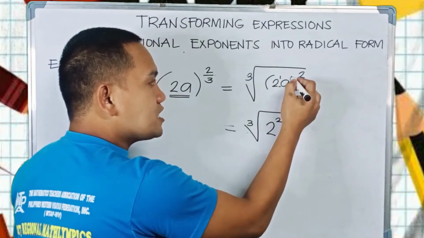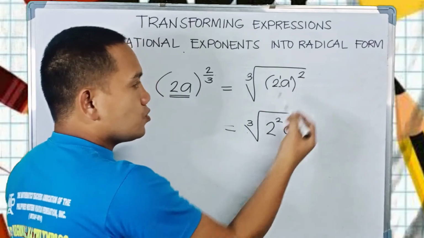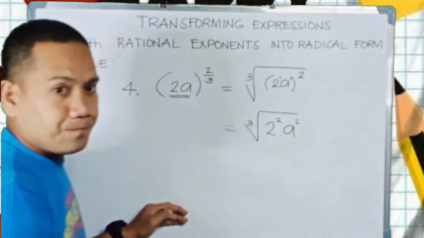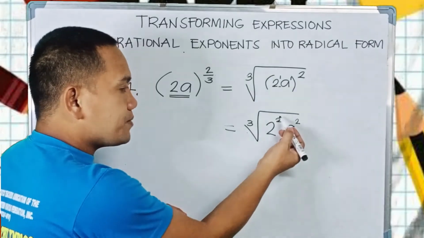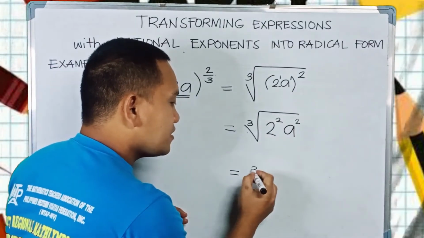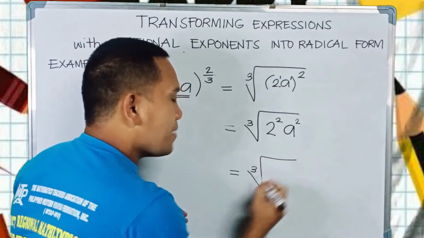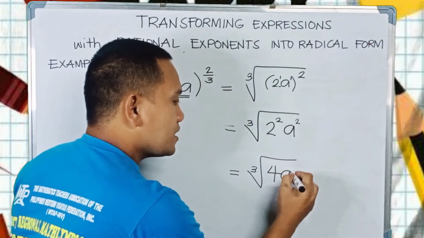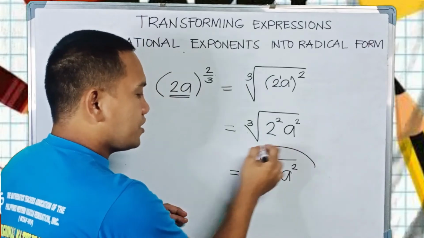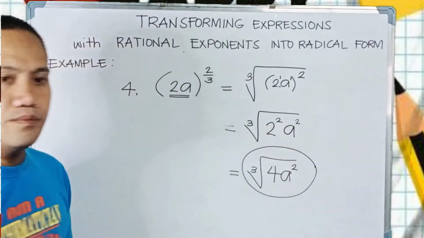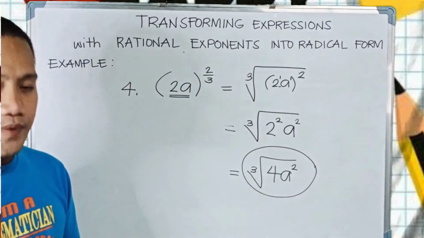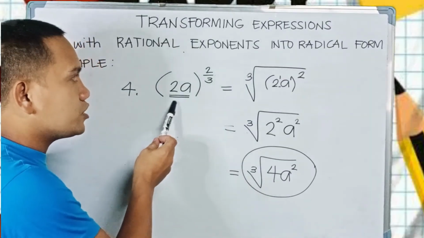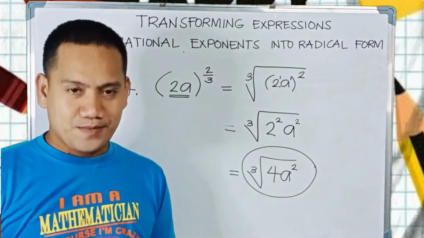A has an exponent of 1 also. So 1 times 2, that would be 2 as well. Then, 2 squared can be simplified as we multiply 2 by itself. So 2 squared, that would be 4. Then copy a squared. So this would be the simplified form of our radical expression. And this would be the radical form of our expression containing rational exponent.